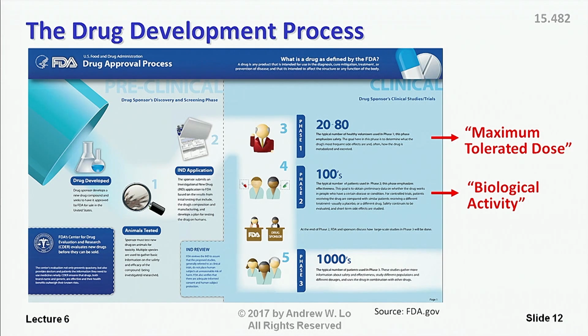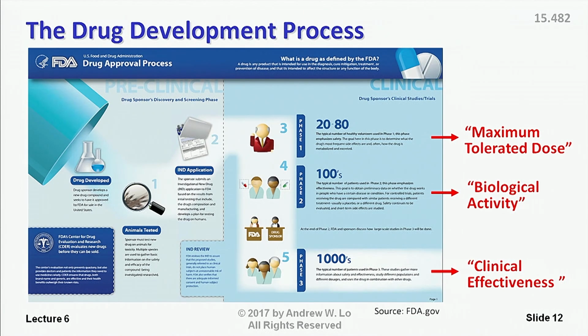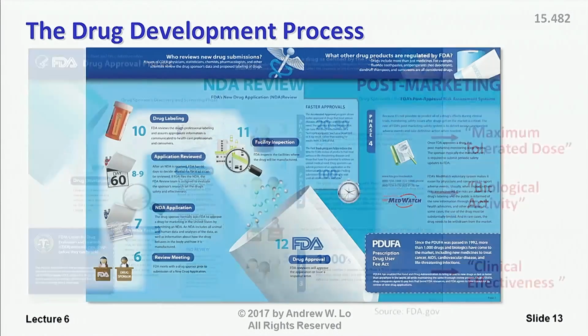And if it shows promise in phase 2, at that point, you bring it to phase 3, which is a much larger group of people, typically 1,000 to 5,000. And here you're looking for clinical effectiveness. Is this something that can actually help a lot of people? And obviously, as you go through these different phases, more and more people are involved. So you want to do it in a stepwise fashion to make sure that you understand the safety profile of the drug or device that you're using.